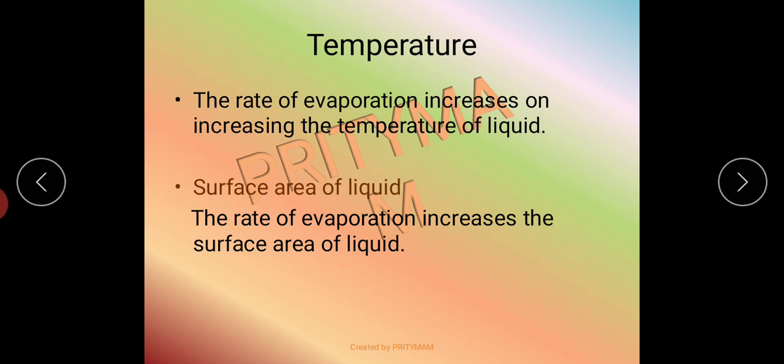And when more particles of a liquid get enough kinetic energy to go into the vapor state or gaseous state, this increases the rate of evaporation. Thus, we can say that the rate of evaporation of a liquid can be increased by heating it. The rate of evaporation of a liquid becomes maximum at its boiling point.